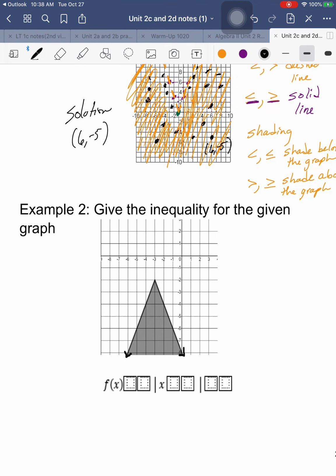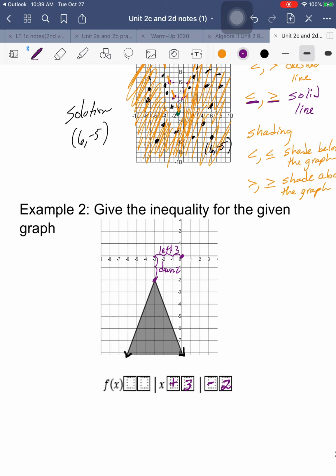All right, example 2, give the inequality for the given graph. All right, so let's see. First we find the vertex, -3, -2, so left 3 from 0, 0, and down 2. So left 3, down 2. So left 3, what does that mean on the graph? A lot of lefts here. Left 3 means +3. And down 2, what does that mean? On the outside, it means subtract 2.